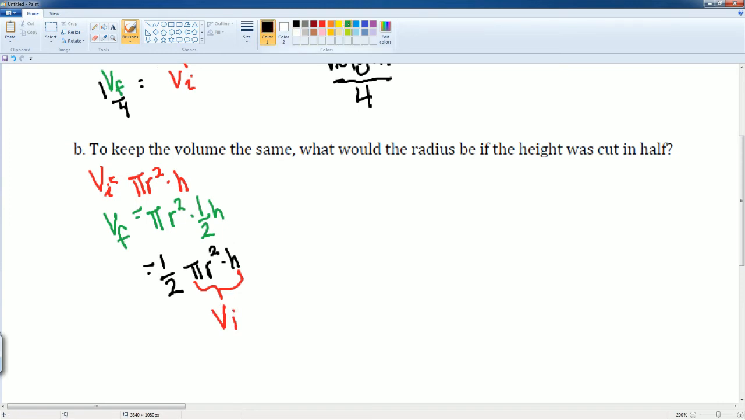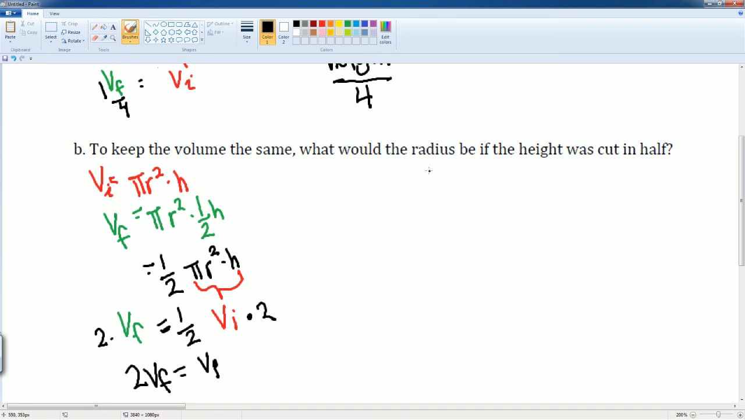So VF, which is the final volume, is going to be equal to 1/2 the initial volume, VI. So what do you need to do to the radius in that sense? To counteract the 1/2, you would have to multiply it by 2. So you can say that you're multiplying the final volume by 2 to keep VI the same.